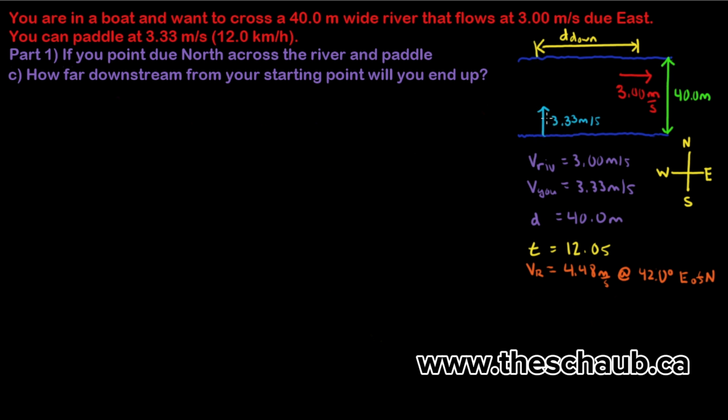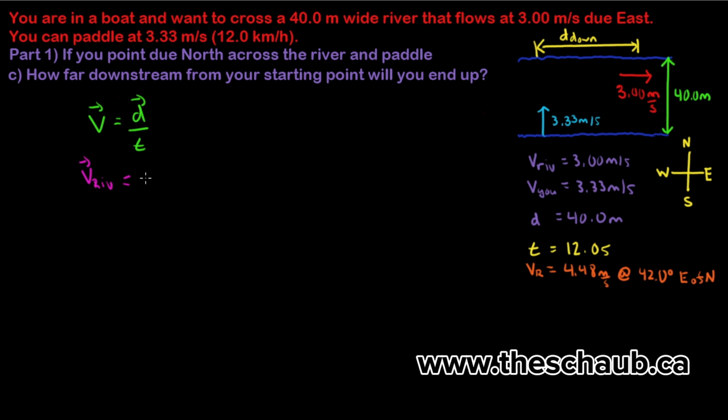So all we have to do to find out how far downstream we go is take the velocity we're flowing downstream at and multiply it by the time. And we'll see this in our equation of motion. V is equal to d over t. Bringing in our variables here, our velocity is the velocity of the river, because the velocity of the river is the only velocity that affects how far downstream we flow.